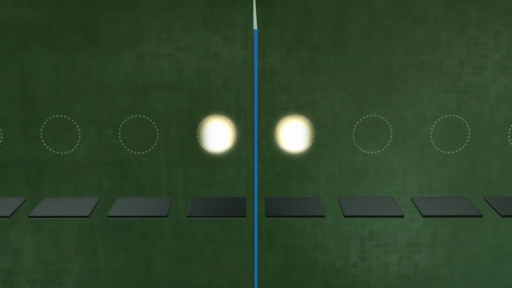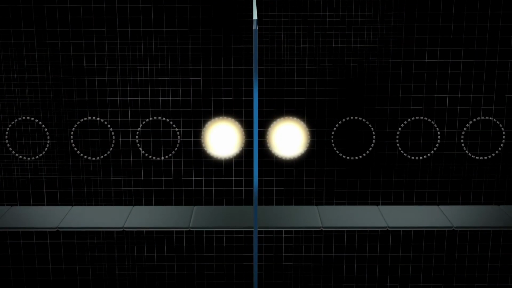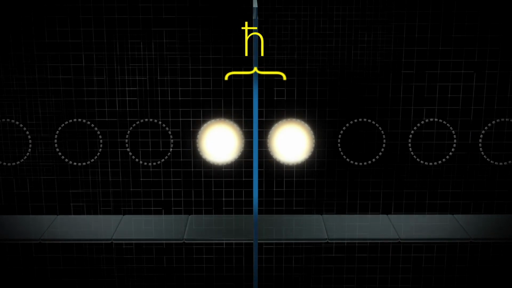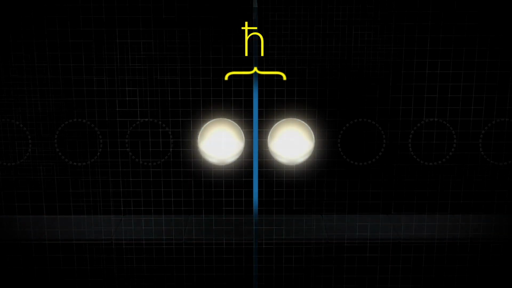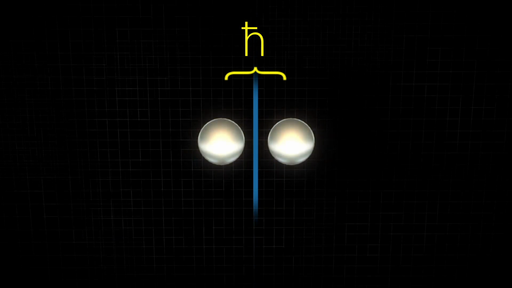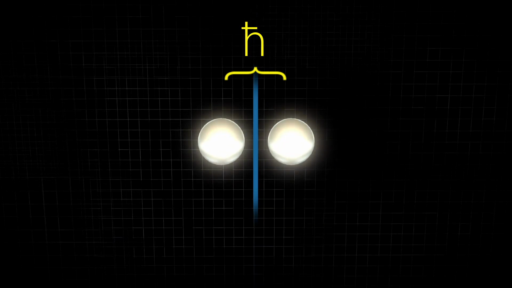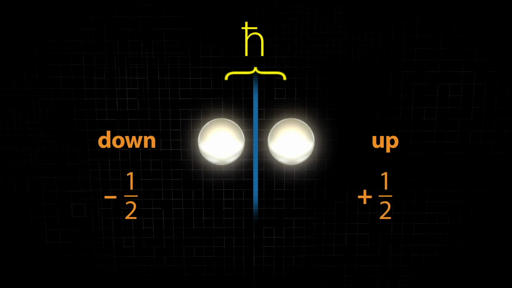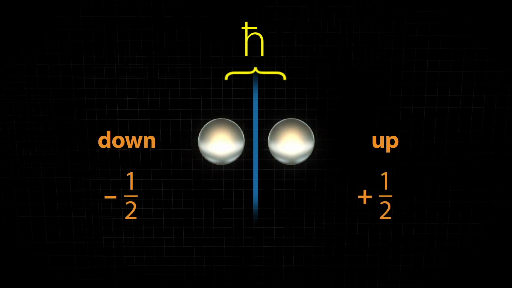The transition to quantum physics is performed by scaling the distance between the two states by h bar. These two states have an important function. They can, for example, describe the spin of the electron, spin up and spin down, with plus 1/2 and minus 1/2 in h bar units.